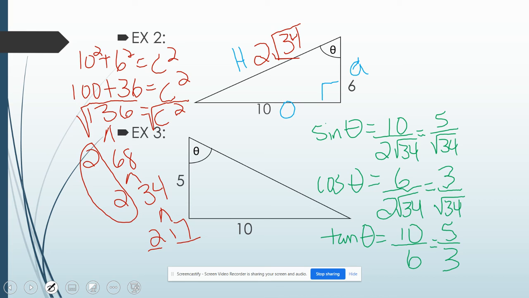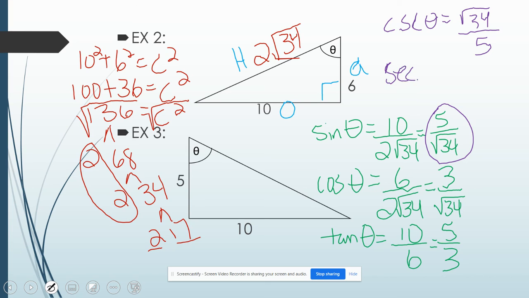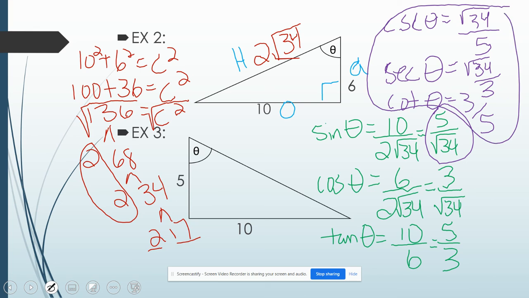So then my reciprocals, starting with cosecant. Cosecant, remember we flip sine. So that's the square root of 34 over 5. Secant is the flip of cosine. That's the square root of 34 over 3. And then cotangent is the flip or reciprocal of tangent, which is 3 over 5. And so then I have my 6 functions.